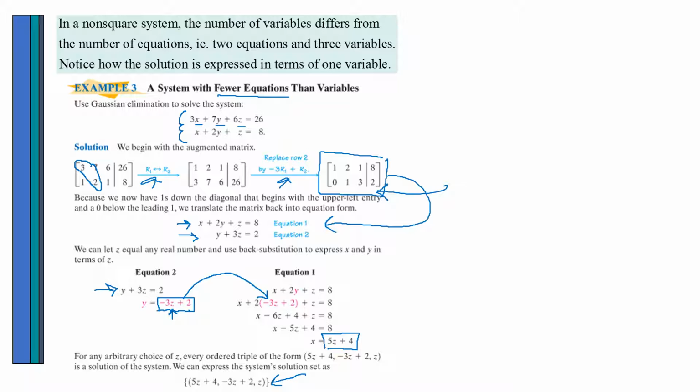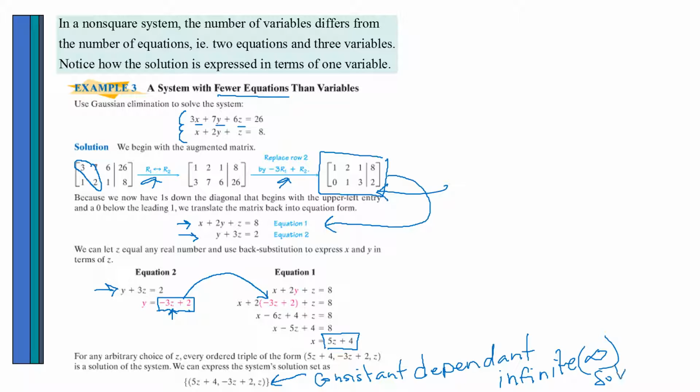So that's how you would solve for a non-square system, and this is a consistent, dependent system of equations because there are infinite solutions, because it all depends on what z is equal to. If z is equal to 1, you're going to get a whole bunch of different solutions. If you get z is equal to 2, so on and so forth, you'll get infinite solutions to that.